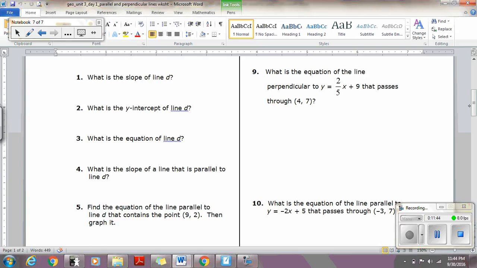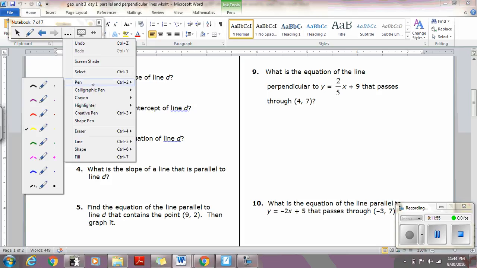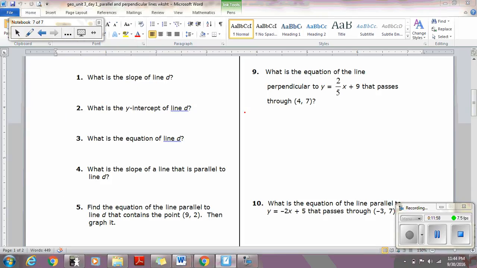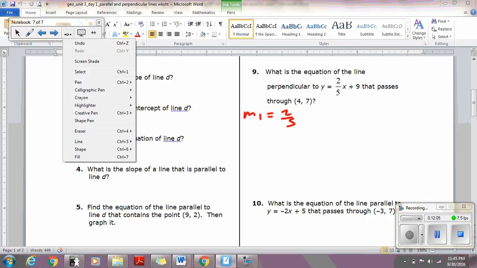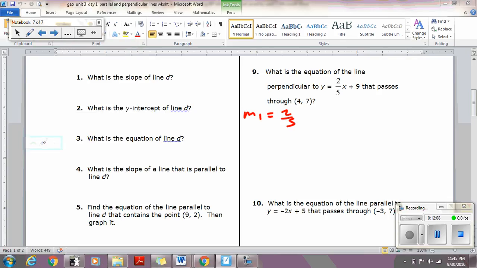Number 9, what is the equation of the line perpendicular to y equals 2 over 5x plus 9 that passes through the point 4, 7? So again, they give us the equation just so that we can identify the first slope. So slope 1 is 2 over 5. Our job is to find the slope perpendicular to this one, and that'll be slope 2. So again, slope 2 has to be an opposite reciprocal. So that means change the sign, so from positive to negative, and flip it. So the slope 2 would be negative 5 over 2.